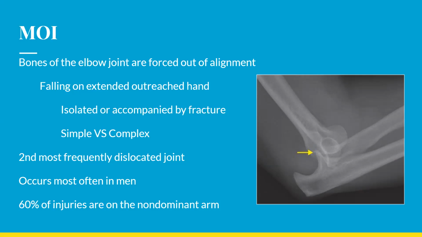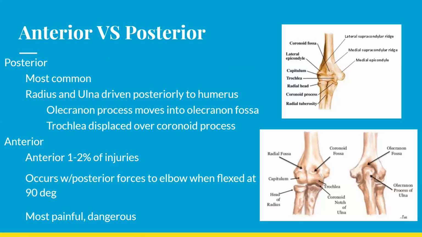It is the second most frequently dislocated joint, aside from the shoulder. It occurs most often in men, and 60% of these injuries are on the non-dominant arm, thankfully. All right, so anterior versus posterior. A posterior dislocation is going to be the most common, and that is when you're falling on an outstretched arm. And what happens is the radius and the ulna are driven posteriorly to the humerus.